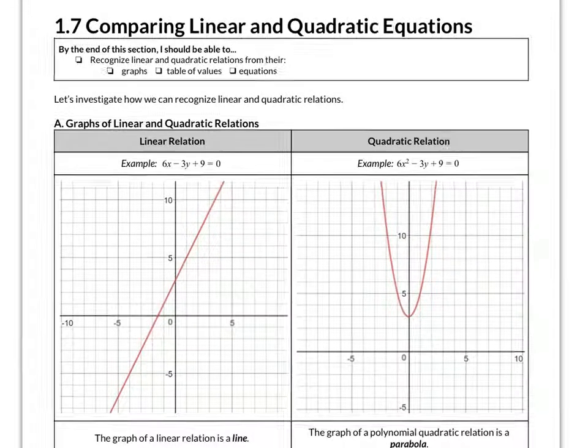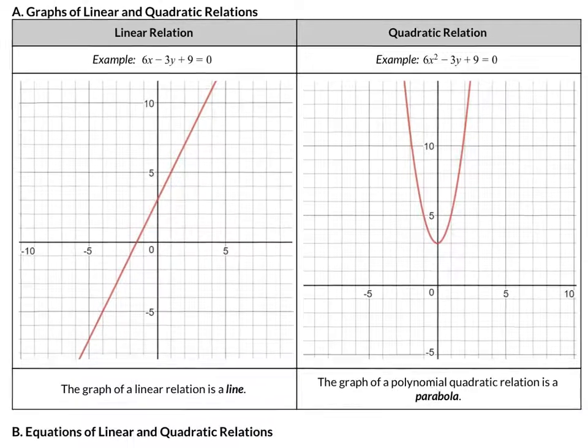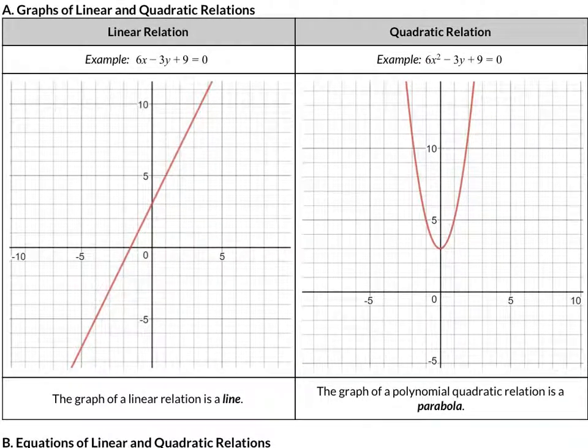So in this lesson, we're going to compare what a linear equation looks like versus what a quadratic relation looks like. If we just take a look at the actual equations, they look very similar. They both have 6x, 3y, and 9, and they're both set equal to 0. So this is standard form, and this is also standard form. But one big difference is that this has a term that's squared, and this term here is not squared.